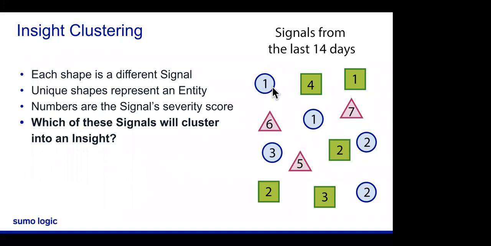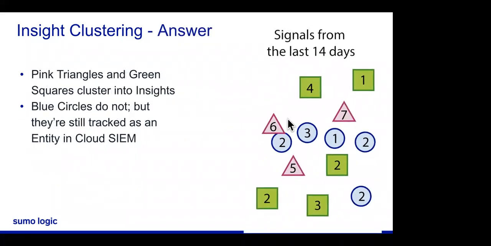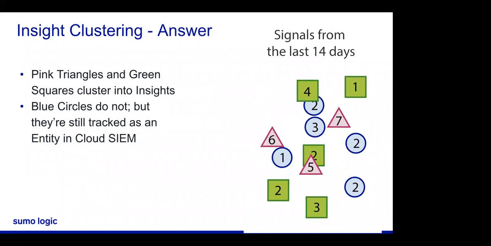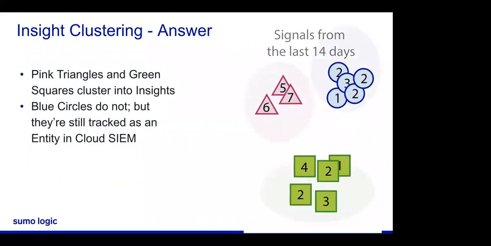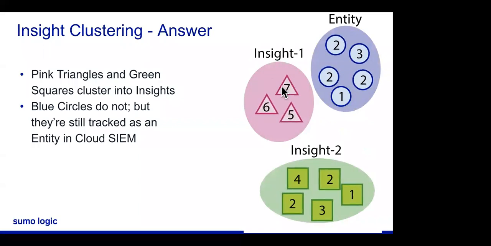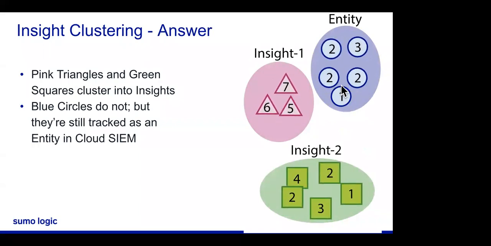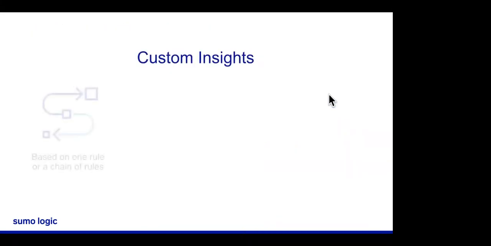My circles, 1 plus 1 plus 2 plus 2 plus 3, that is not greater than 12 over a 2-week period of time. Therefore, it will not generate an insight. So these generate an insight, these generate an insight, this one does not. It's all about the scoring. And again, the signals are what gets scored and they get added up into the insight. So I just want to make sure we're clear about that.